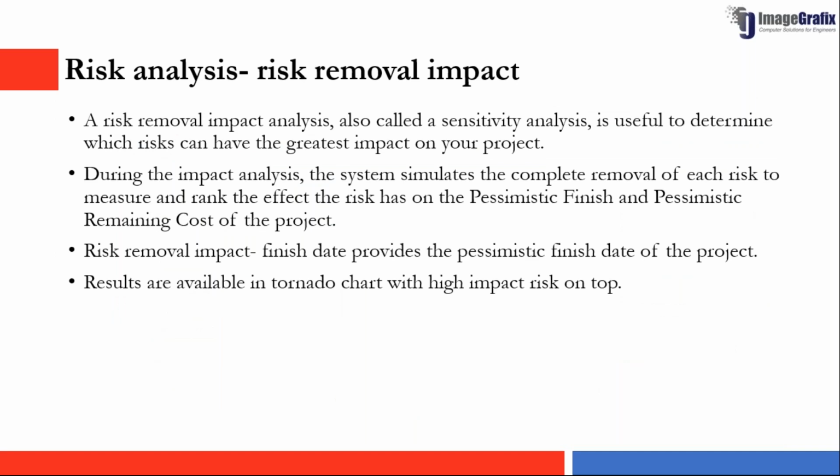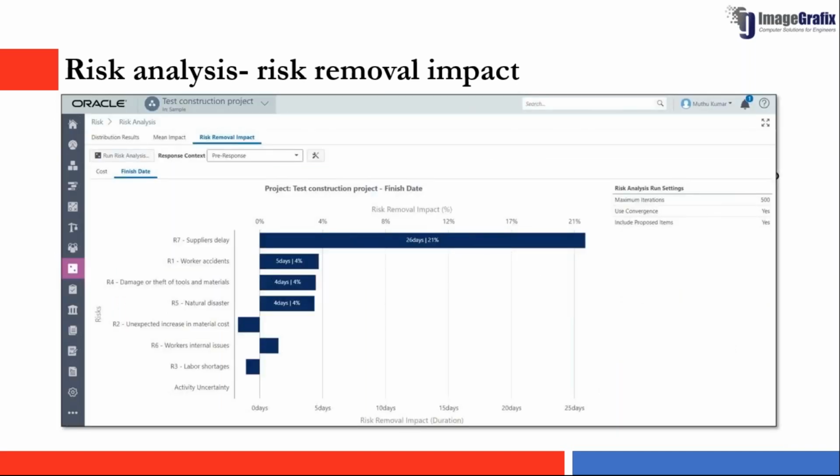Coming to risk removal impact, risk removal impact analysis is also called sensitivity analysis, which is useful to determine which risks can have the greatest impact on your project. This analysis also simulates the removal of all activity uncertainty values and measures the potential pessimistic finish impact on the project. The results of the risk removal impact analysis are presented as tornado charts, as you see here, which rank the risks that have the highest potential negative or positive impact on the project.